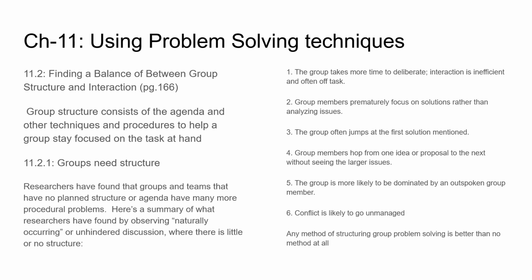So 11.2.1, let's talk about how groups need structure. Like if you're on a soccer team, people need to know their positions. People need to know the coaches. People understand practice, the schedule, where the game is, how long the game is, what the rules of the game are, that provides structure, right? Researchers have found that groups and teams with no planned structure or agenda may have many more procedural problems, how to get things done. That's procedures. Here's a summary of what researchers have found by observing naturally occurring or unhindered discussion where there is little or no structure. So you take away structure and this happens.